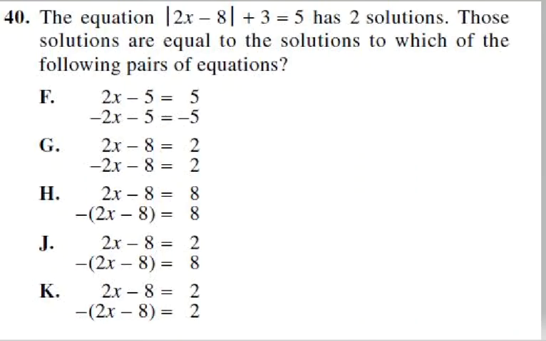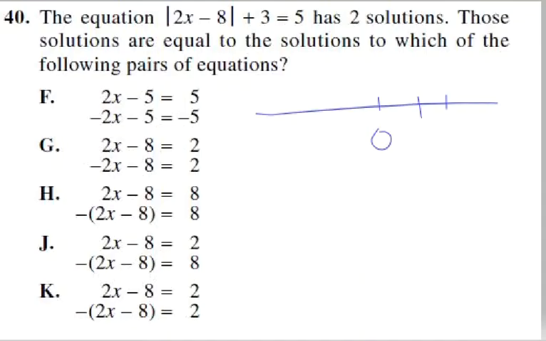Math question 40. The equation |2x − 8| + 3 = 5 has two solutions. Those solutions are equal to the solutions of which of the following pairs of equations? Let's take a minute and talk about absolute value.